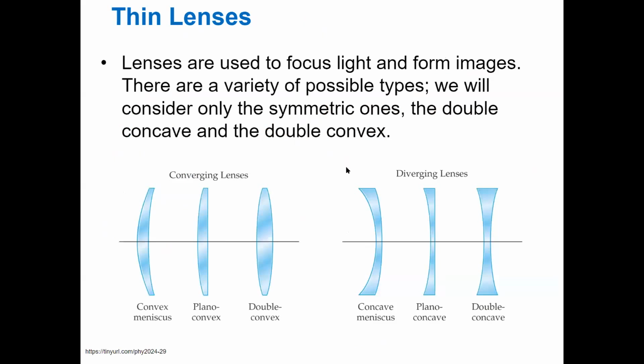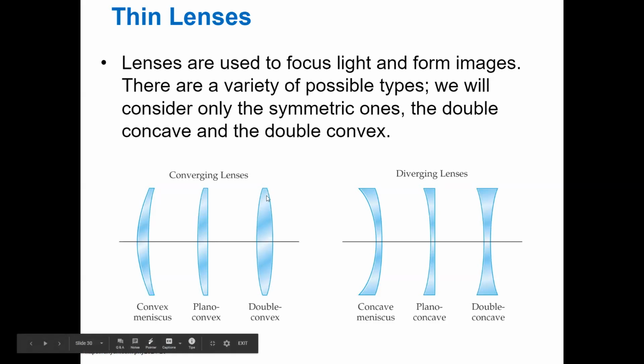A lens can be made by having one side or both sides of the transparent material either convex or concave. So you can have a concave-convex lens like this, where this side is more curved than this side, and you can also have convex here with a plane side here, or you can have a double convex on both sides. These lenses are convergent lenses.